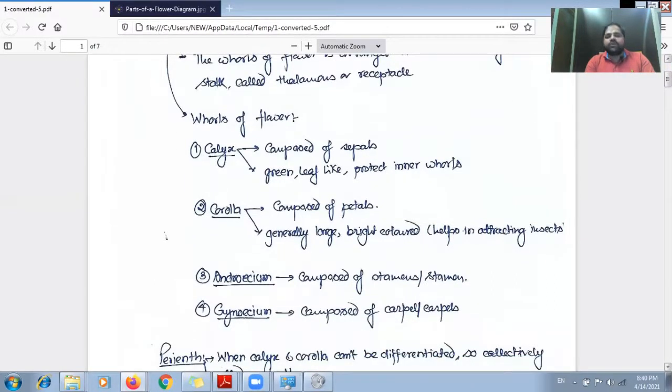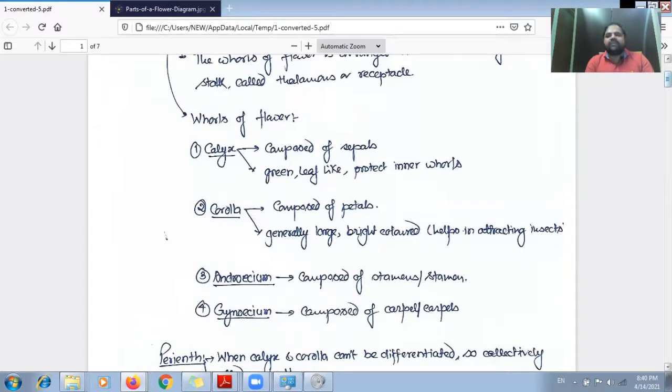The first one is calyx, and the calyx is the outermost whorl of the flower. The calyx is composed of sepals, and generally these are green-colored leaf-like structures, and the main function of the calyx is to provide protection to the inner whorls of the flower.